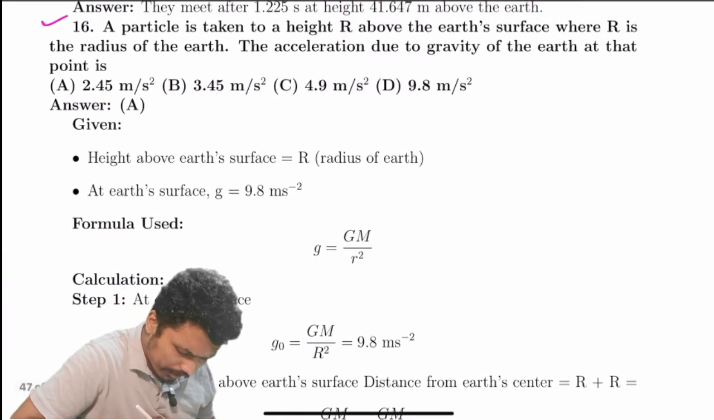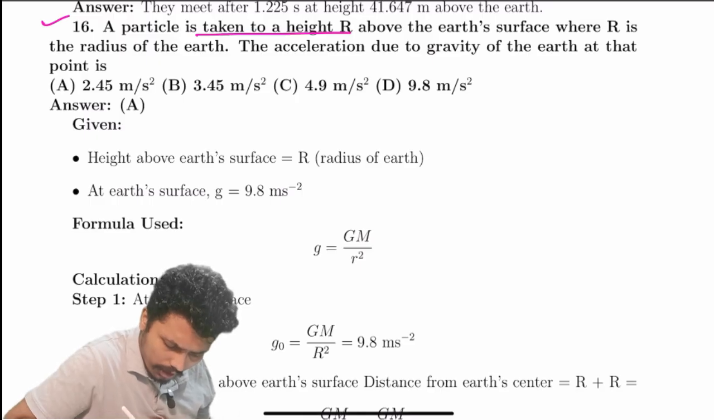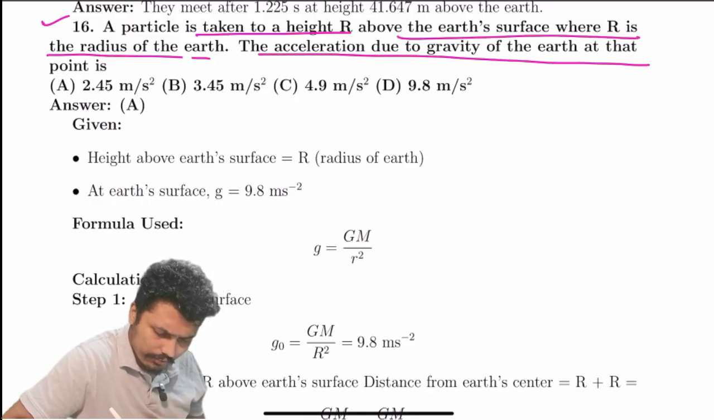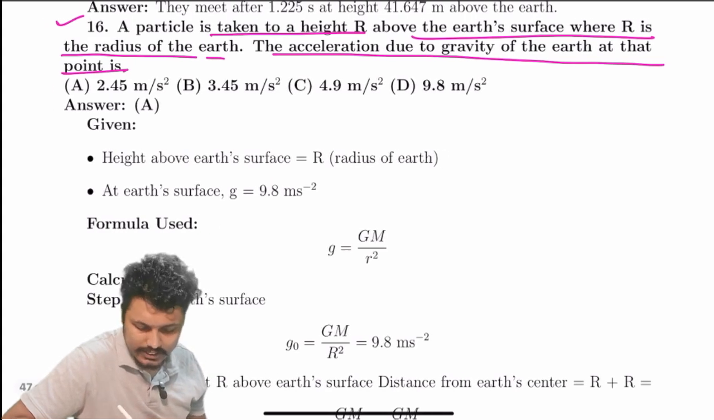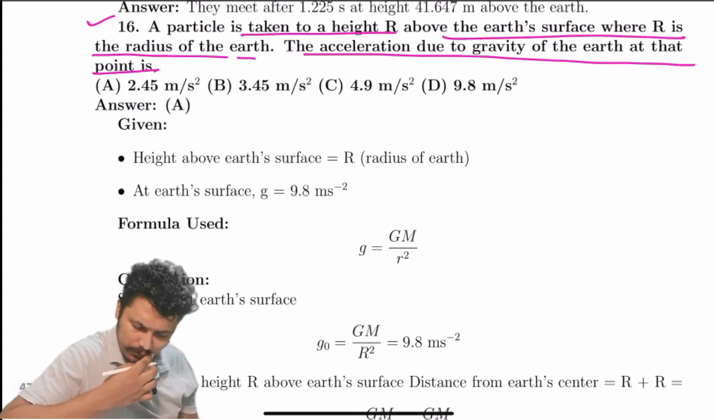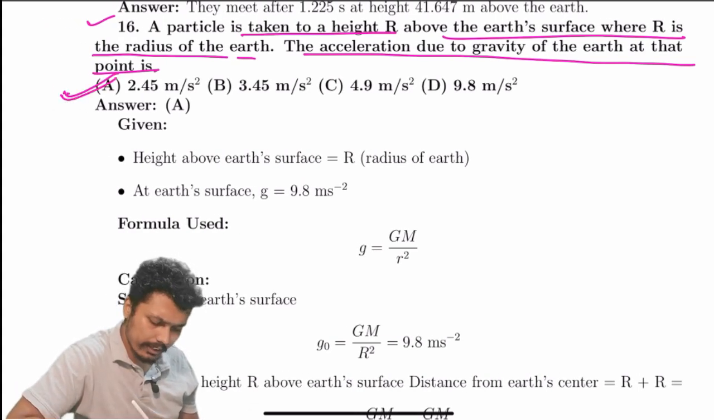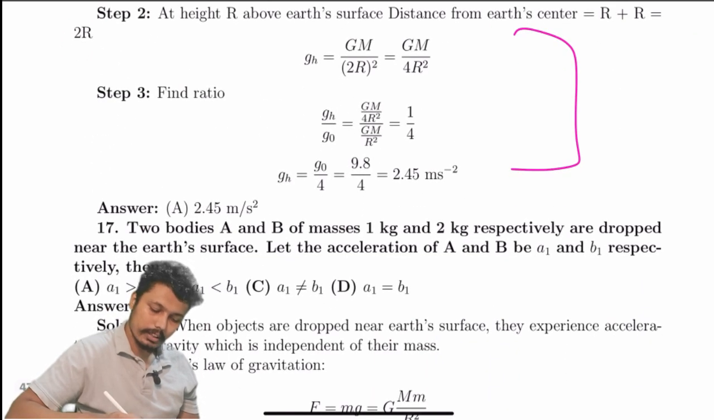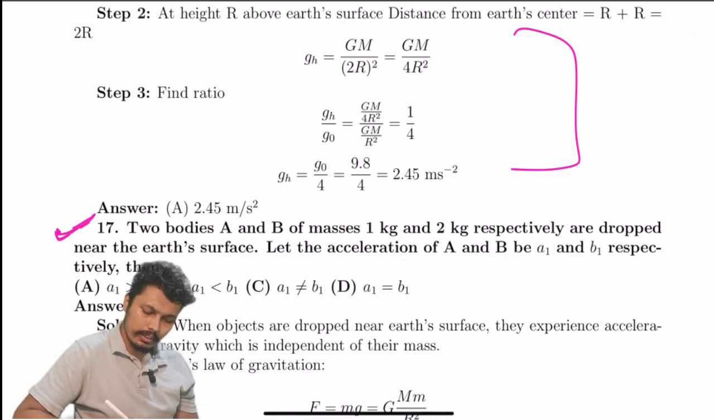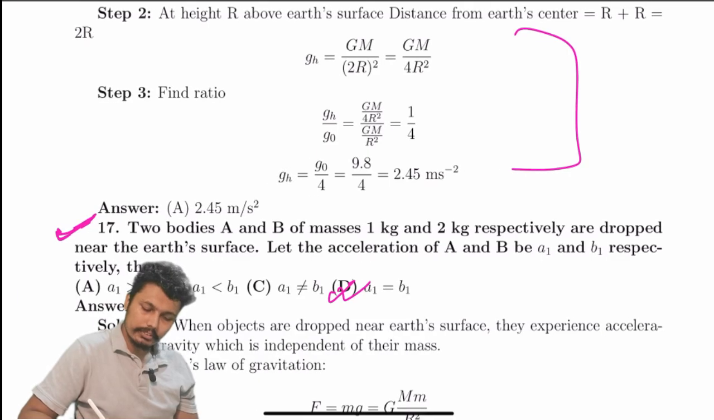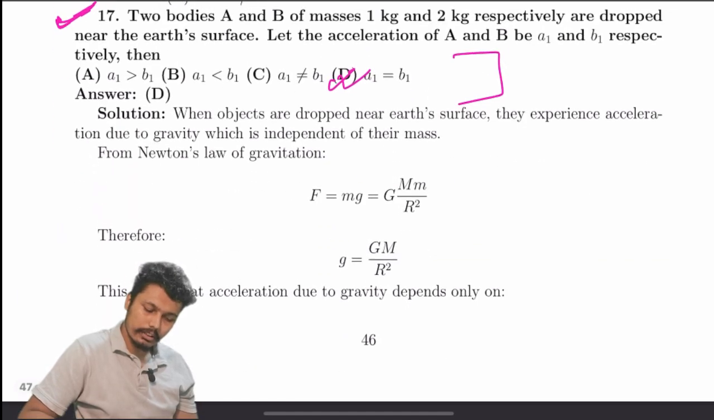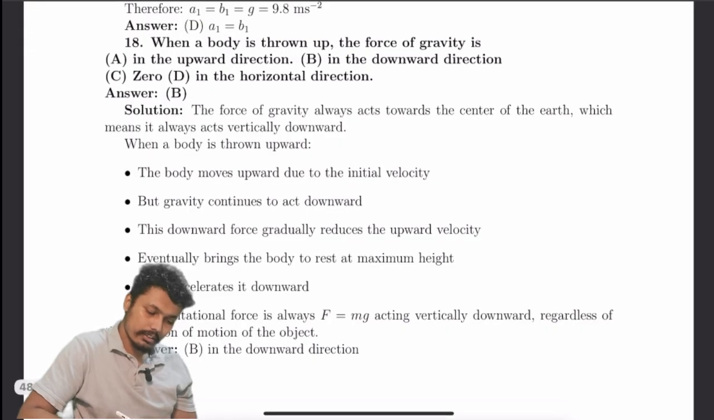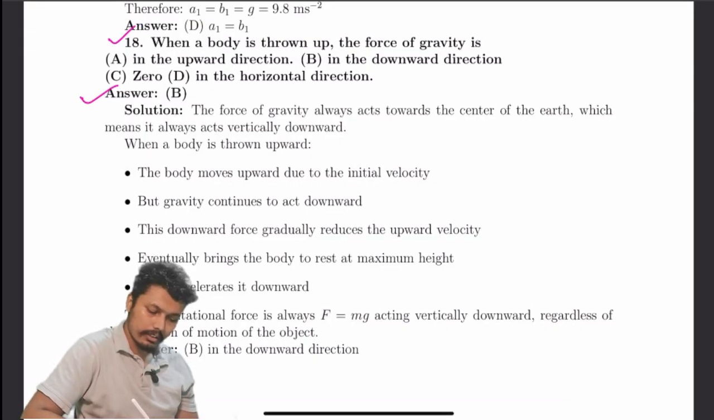Question number 16. A particle is taken to a height r above the earth's surface, where r is the radius of the earth. The acceleration due to gravity of the earth at that point is, this is an MCQ question. For question number 16, the answer is A. I've given the calculation step by step here. Question number 17, the answer is D. Check it out, I've given the steps here. Question number 18, the answer is B.